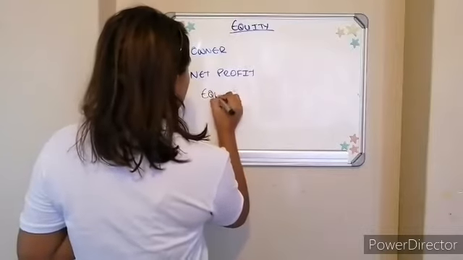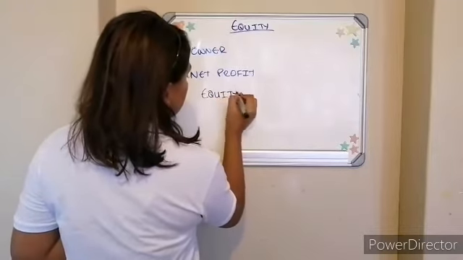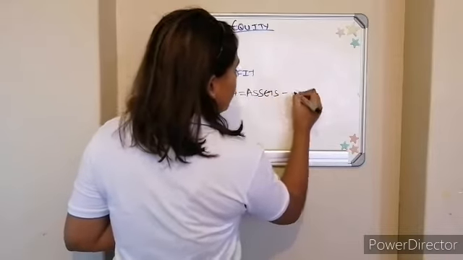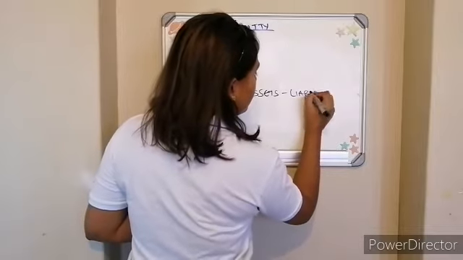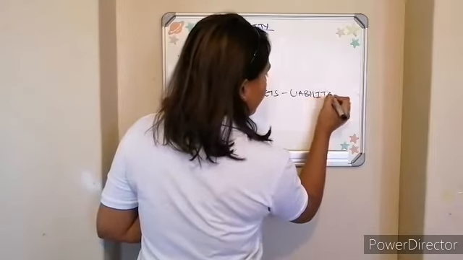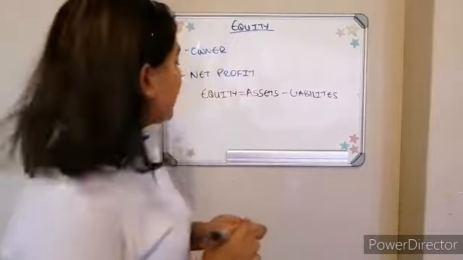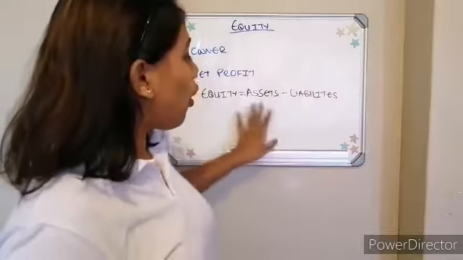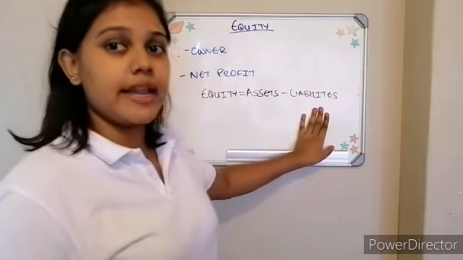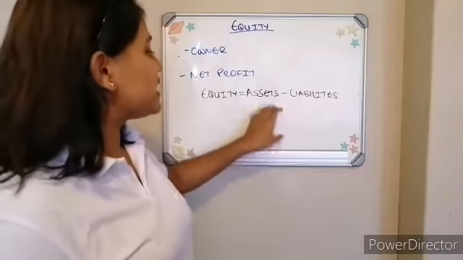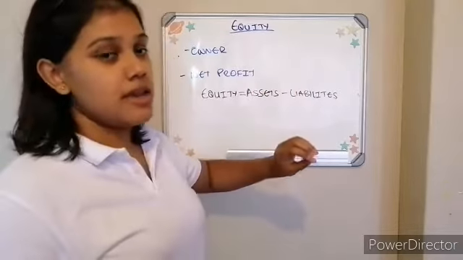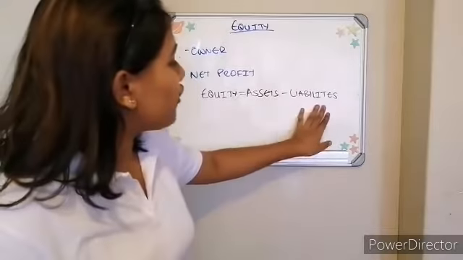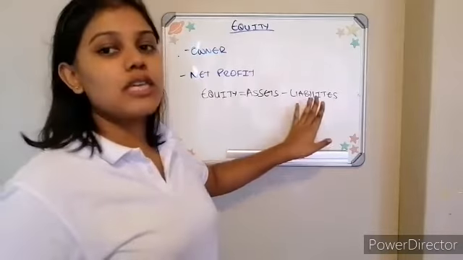Equity equals assets minus liabilities. Guys, as I said, equity can be seen as what is left over after deducting the liabilities. Equity is seen as the residual interest in the business after deducting the liabilities. So guys, this is referred to as the basic accounting equation.